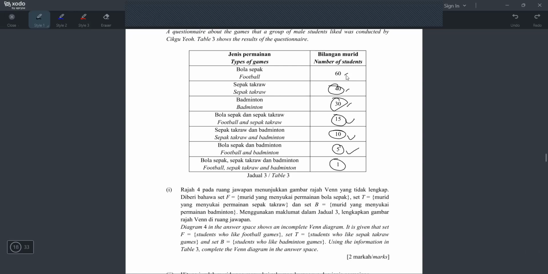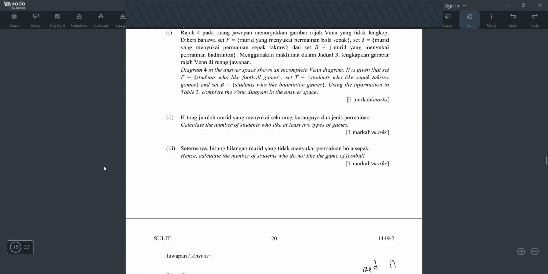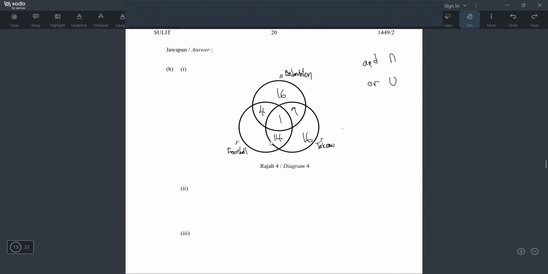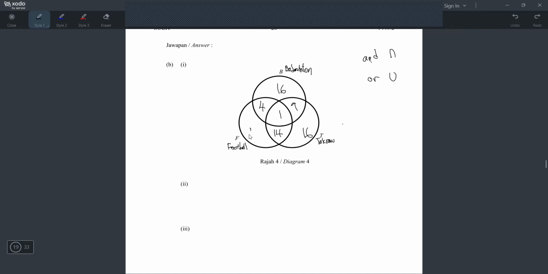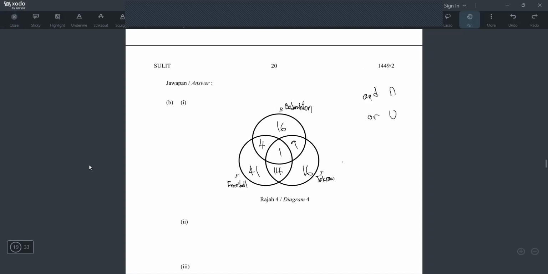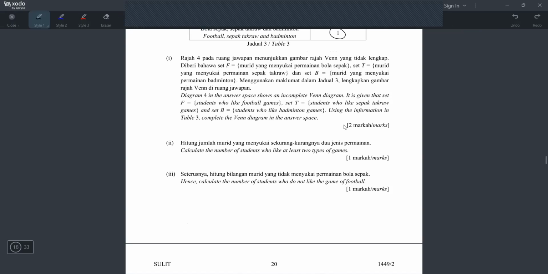The last one. Football is 60. So football 60. How to get here? 60 minus 5 minus 14. Okay, 41. So this is the correct way to do it. Okay, I already finished B1. So how many marks? 2 marks for this. So that's it. Okay, question number 2.